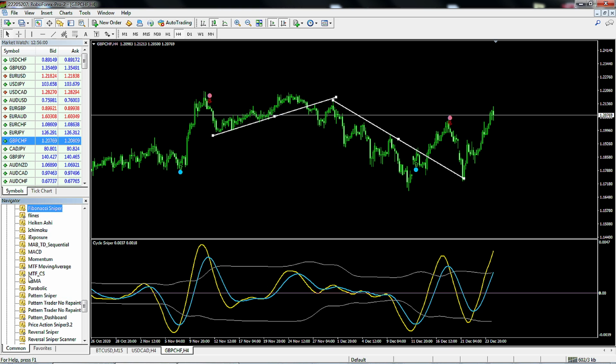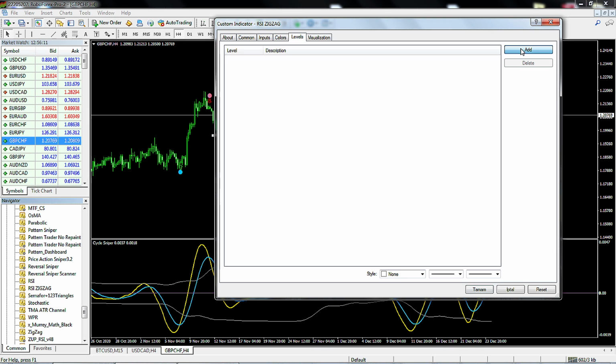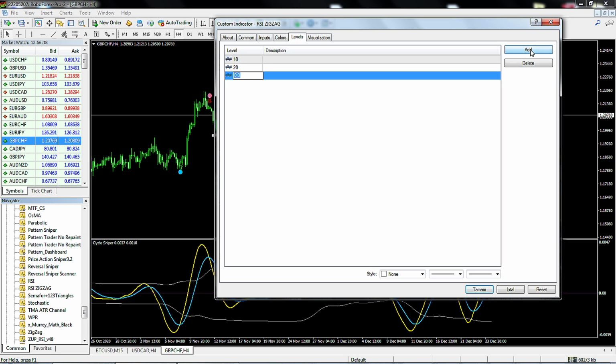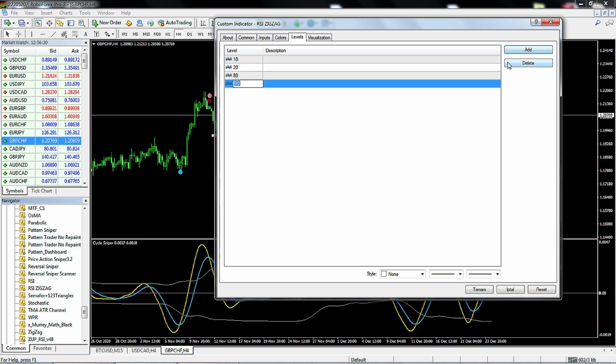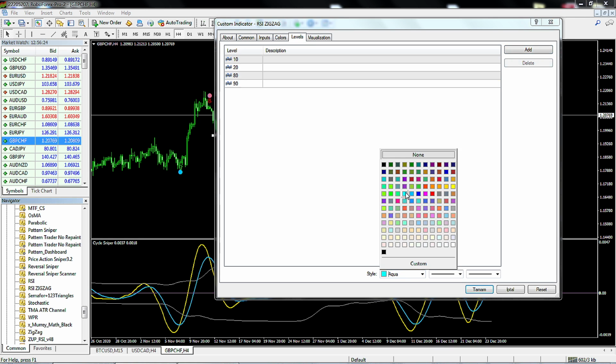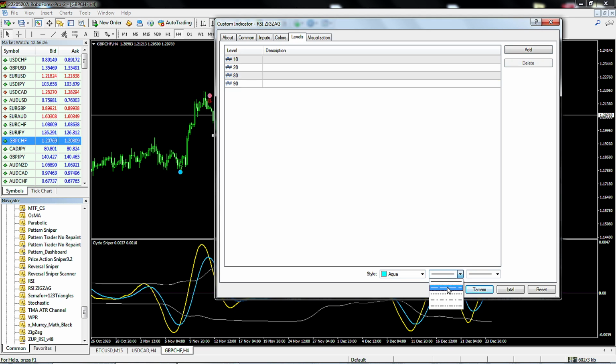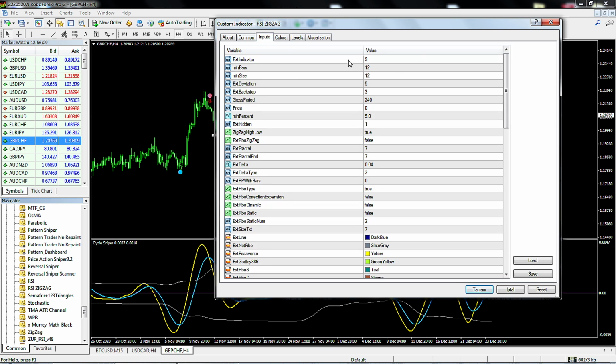Then I have RSI ZigZag. I put it in the same window, just drag and drop to the same window. Levels 10, 20, 80, 90. I use aqua as a color. Don't change any input on the default on this one.